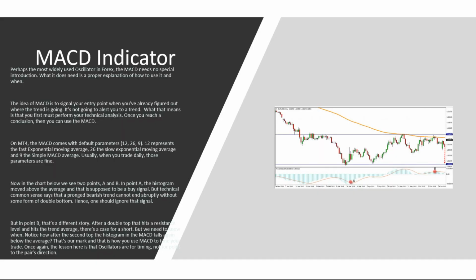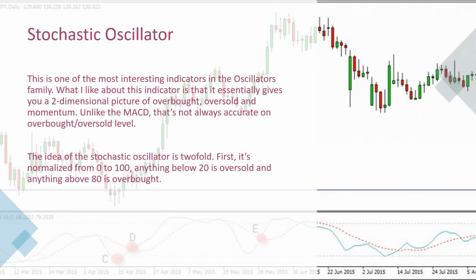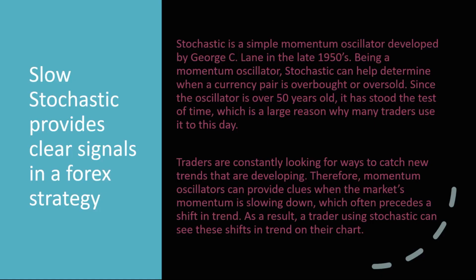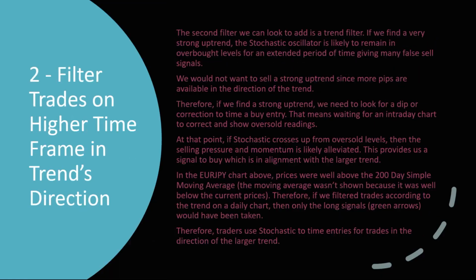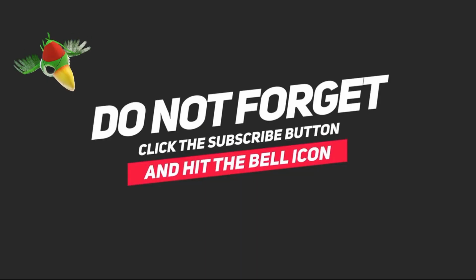MACD is another type of oscillator that is very, very popular. Stochastics, again. And in a minute, I'm going to show you a little presentation using all of these so you can understand how they work, because they filter trades and they help determine a trend's direction.